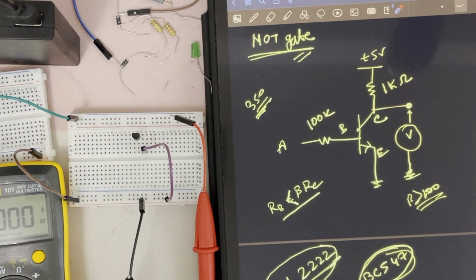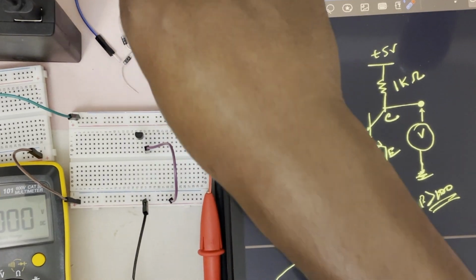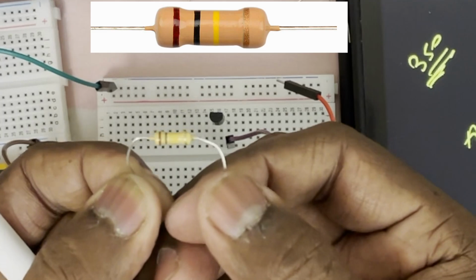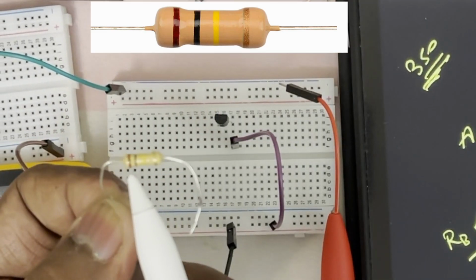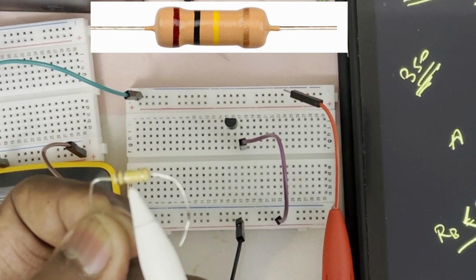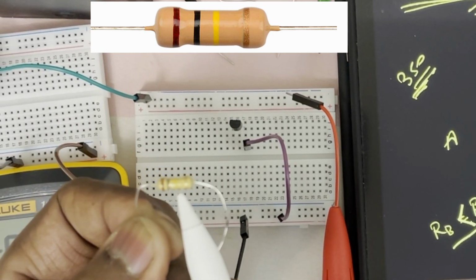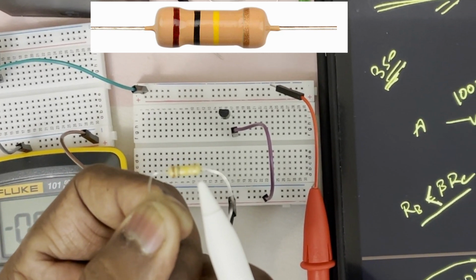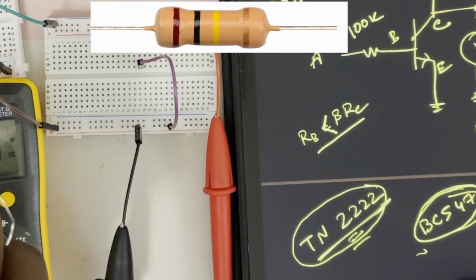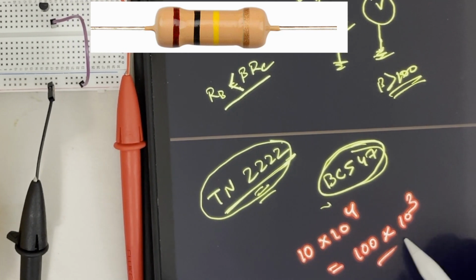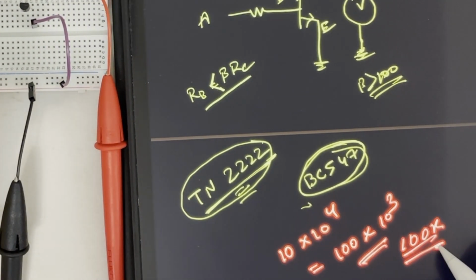Here I take this resistance. In this resistance you can see this is a 100k resistance. Why? The first band is brown, the second one is black, that means 1 0, and the third one is yellow, right? Yellow means 10 into 10 to the power 4, so that means 100 into 10 to the power 3. That means this is a 100k resistance. Just connect this one with the base.